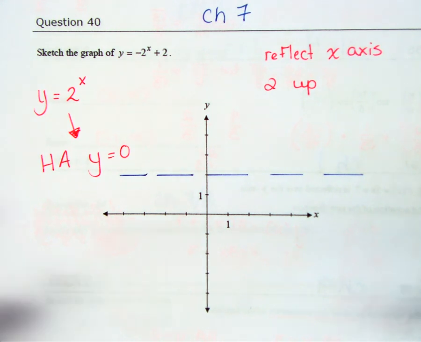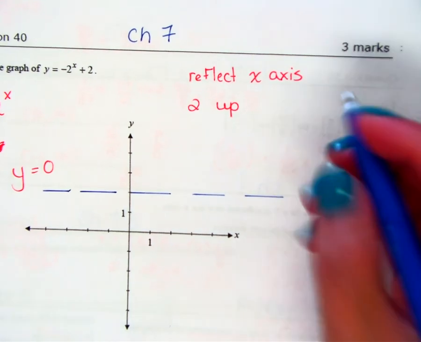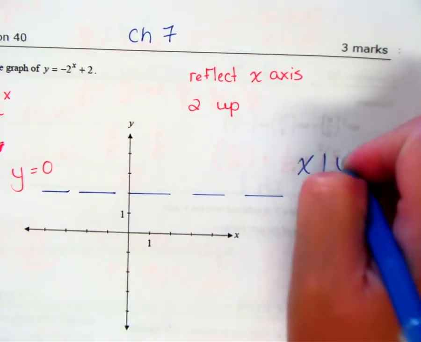Okay. Am I just doing a straight table of values? I'm not doing transformations? Sure.